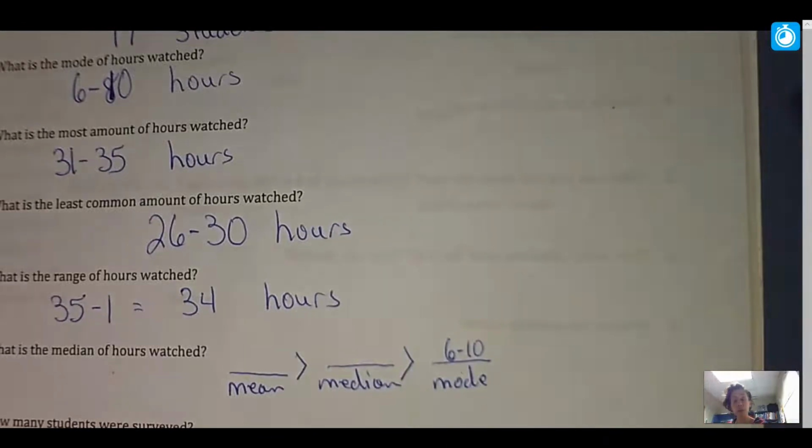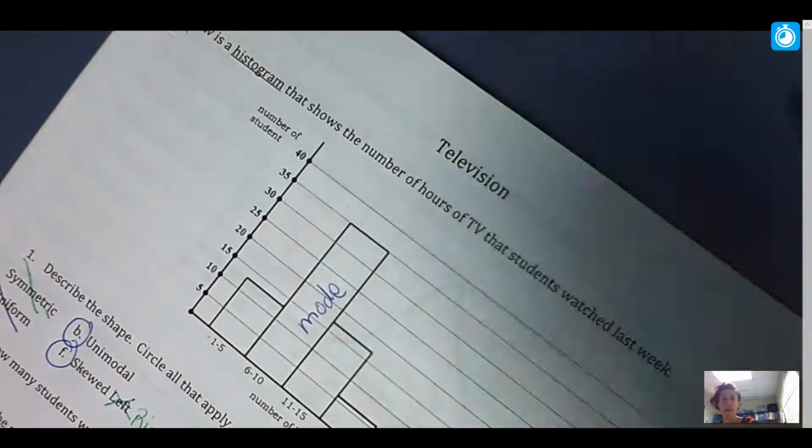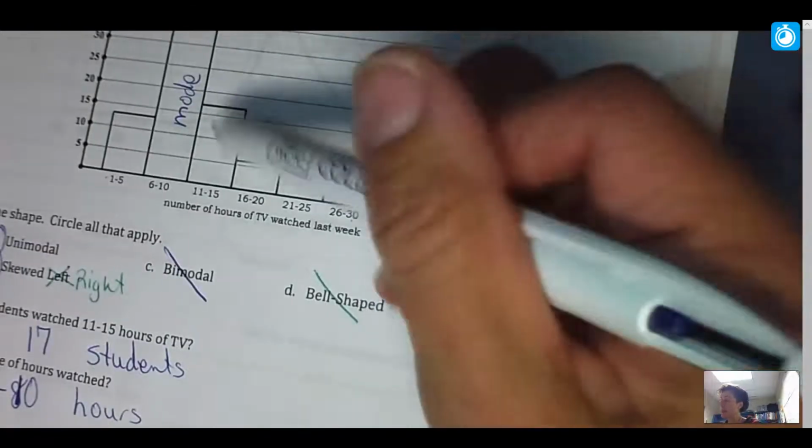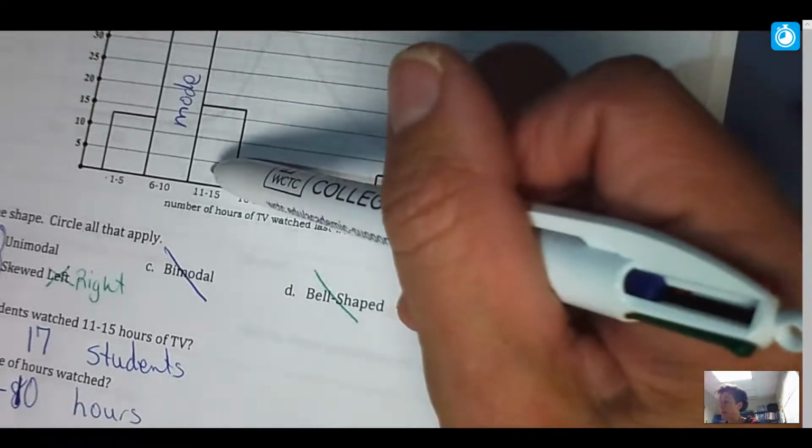And then supposedly my median should be greater than 6 to 10, and my mean should be even greater than that. So if this is my mode, I'll just write mode here, then that means if my median has to be bigger, maybe it's in this area, right? We could actually try to figure that out.